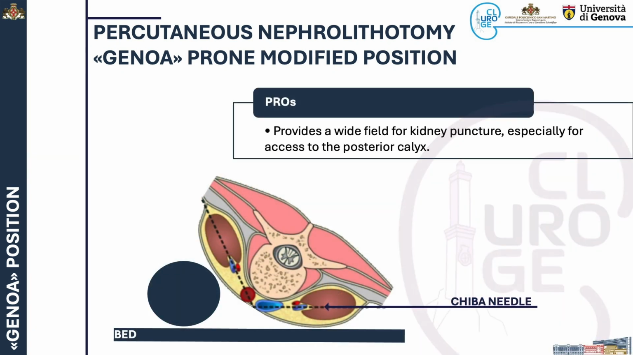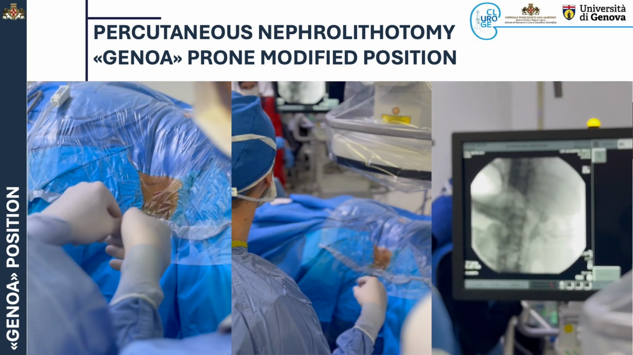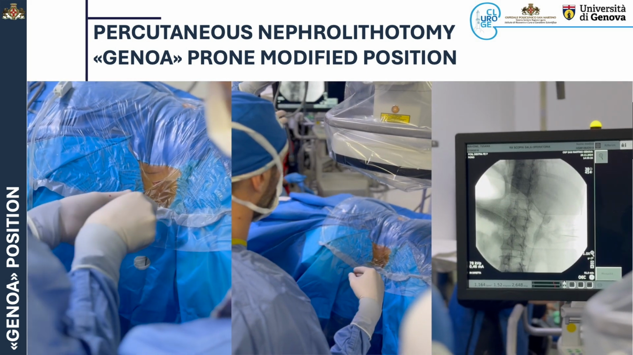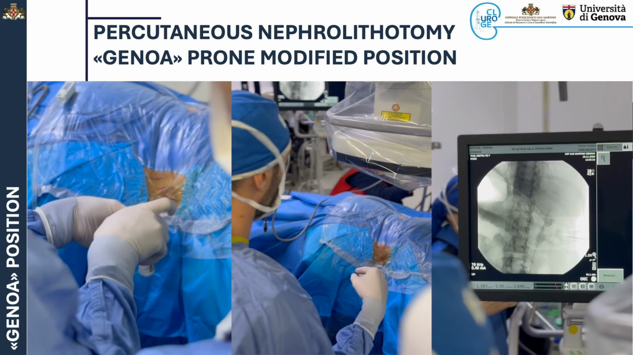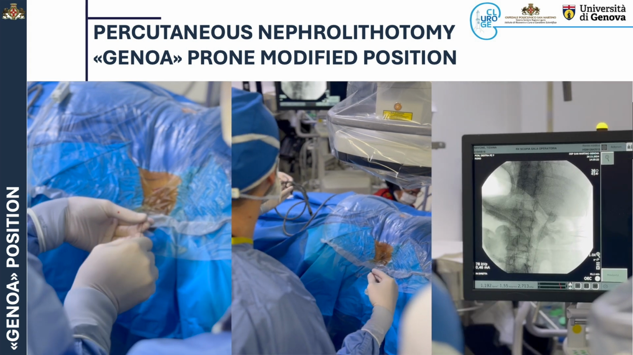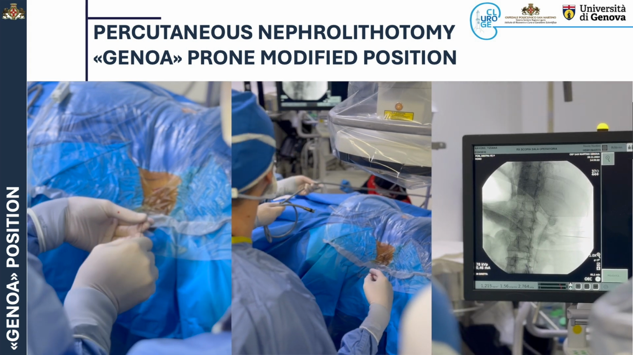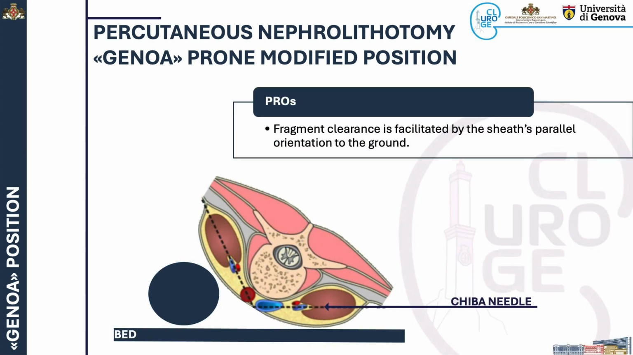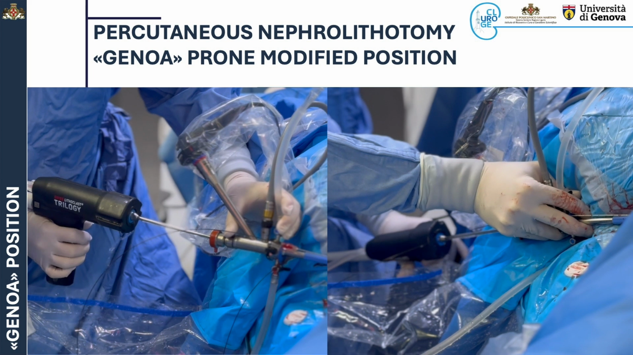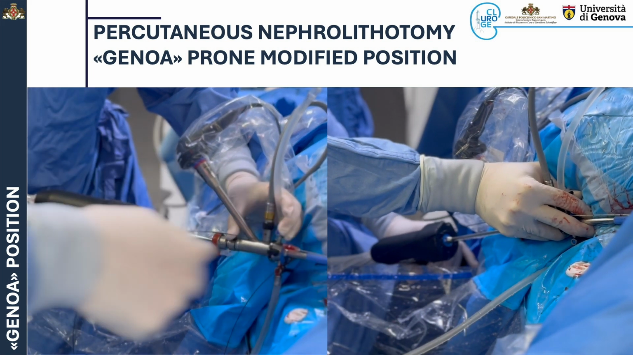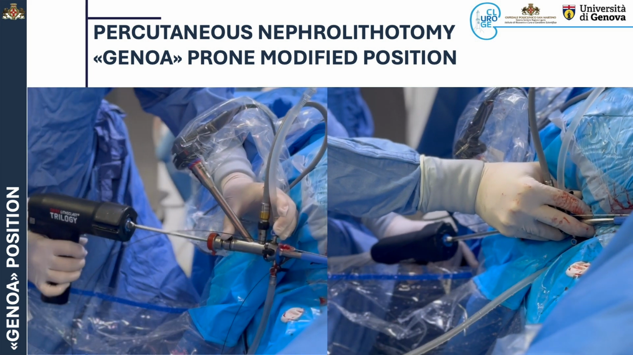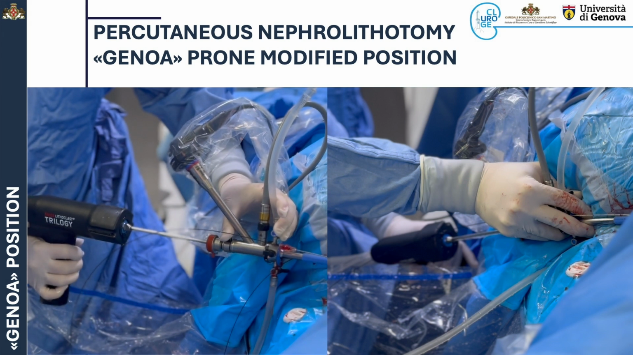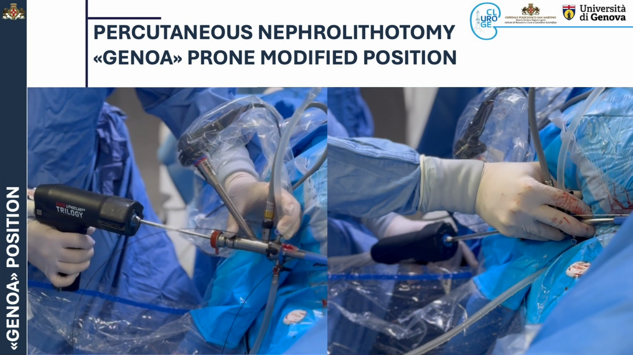This modified orientation enables percutaneous renal access along an axis parallel to the ground, facilitating direct puncture of posterior calyces. Post-lithotripsy, residual fragments can be removed more easily due to the shallower angle of the working tract, similar to what is achieved with standard supine access.